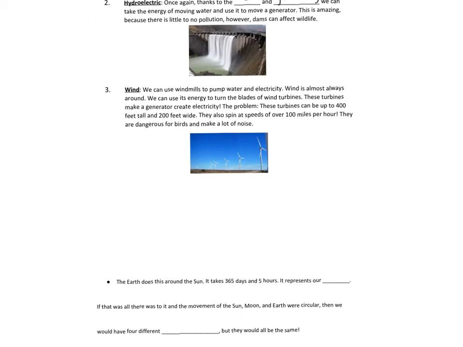So here's the issue. These turbines are big, right? Sometimes they're 400 feet tall and 200 feet wide. They also move at speeds of 100 miles an hour. They can be loud and noisy, and they can be a danger for birds who get anywhere near them.